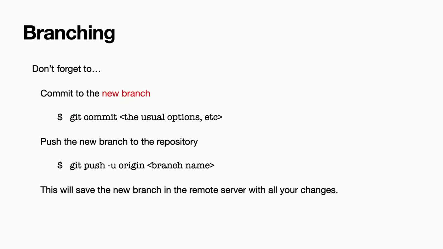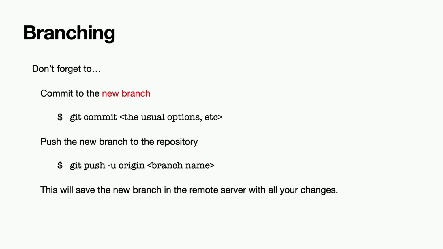Important to note is you need to commit all the changes to the new branch as well. So just as we did before, you should do the same for these branches as well, except you need to select which branch you want to push your changes to. So let's go on. Don't forget to commit to the new branch with the git commit option and the usual options, and push the new branch to the repository.